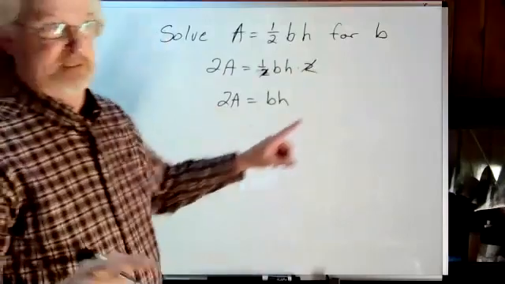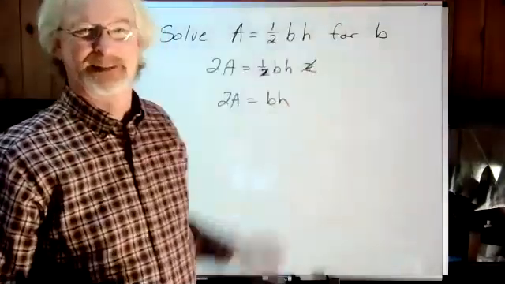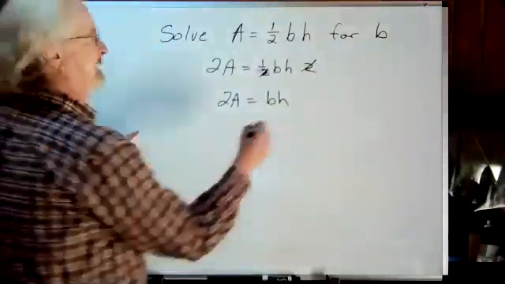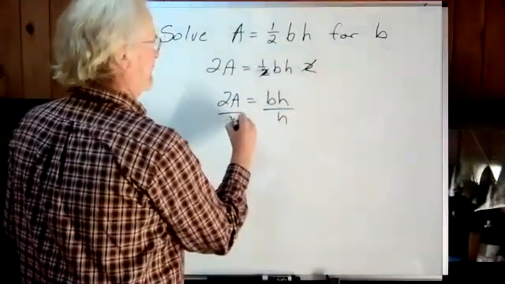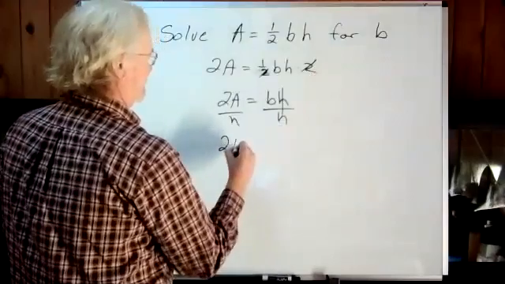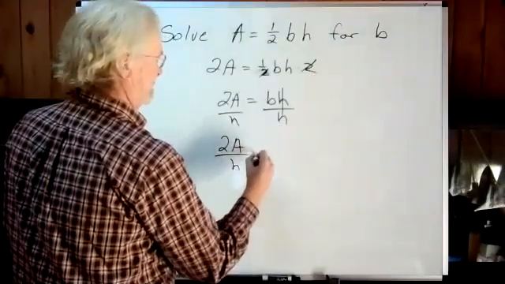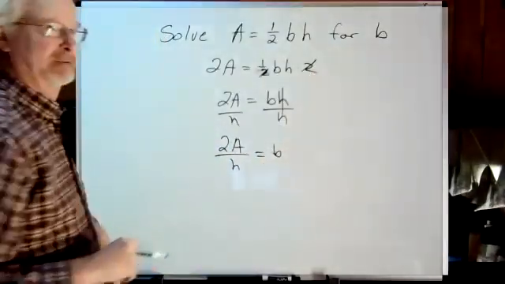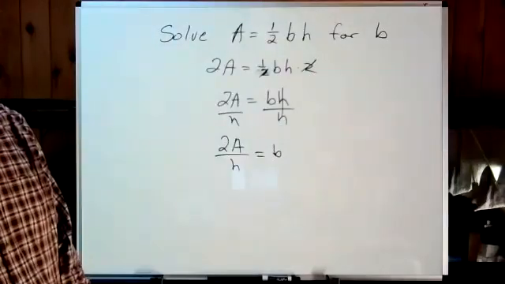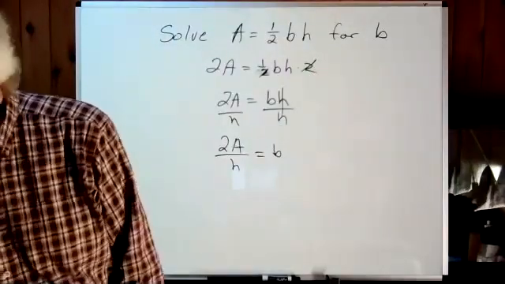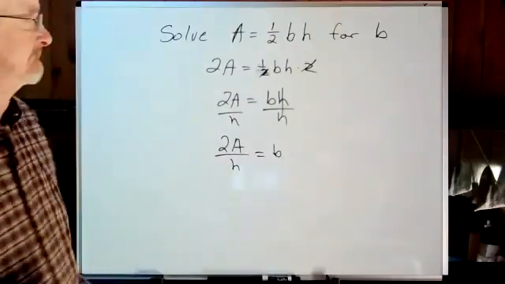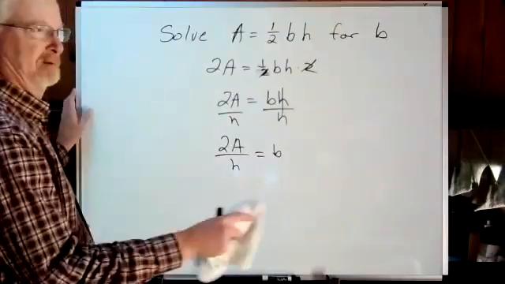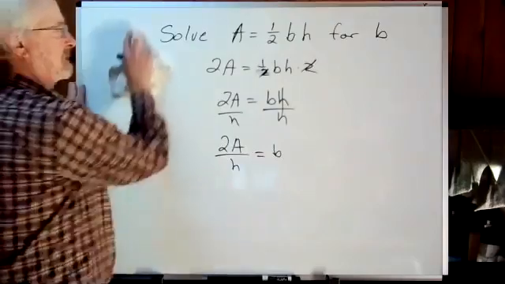Careful what you're after. Be sure you know what you're looking at. Which one am I supposed to get alone? The B. So B is being multiplied, so here I'll just divide by that H. Something like that. How about another one?